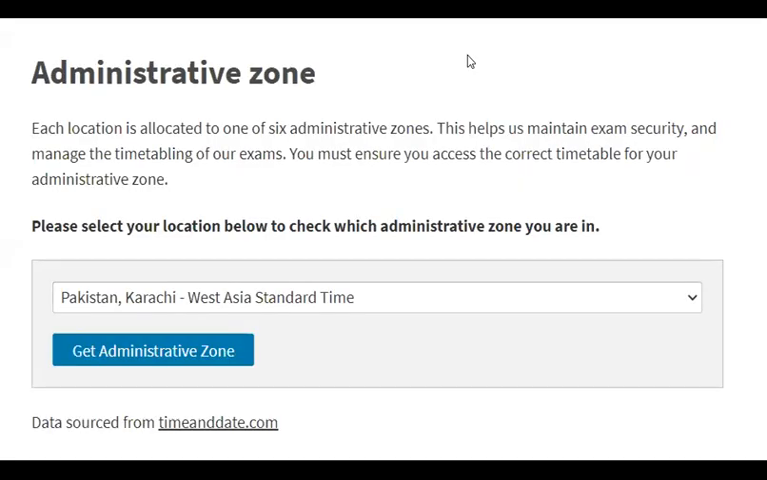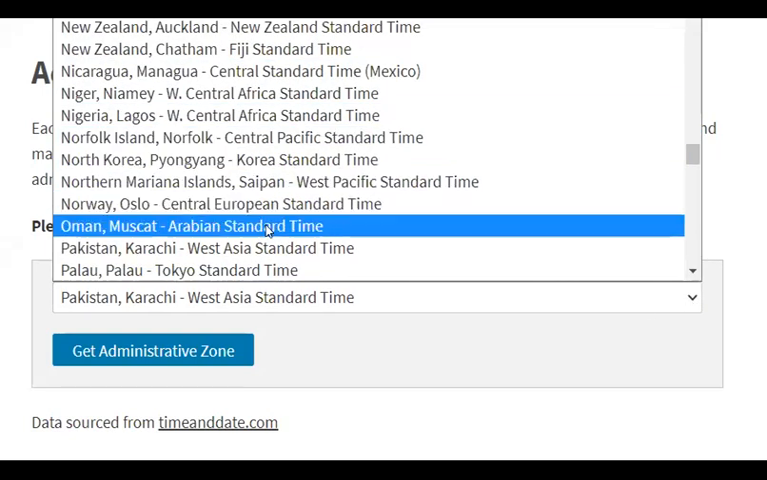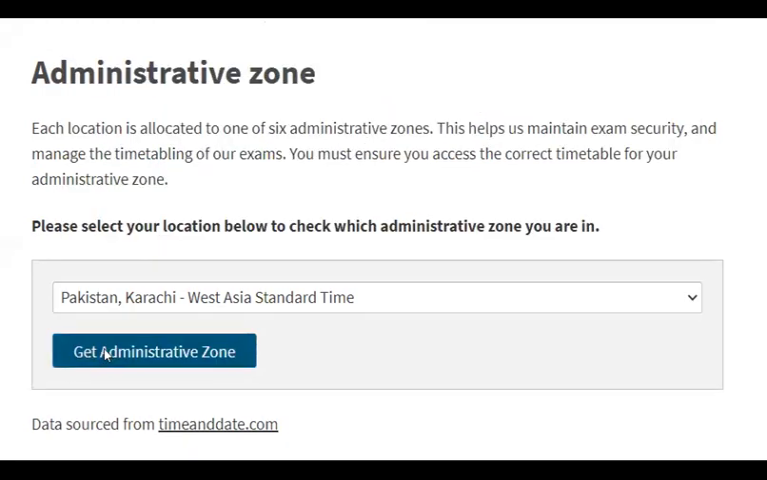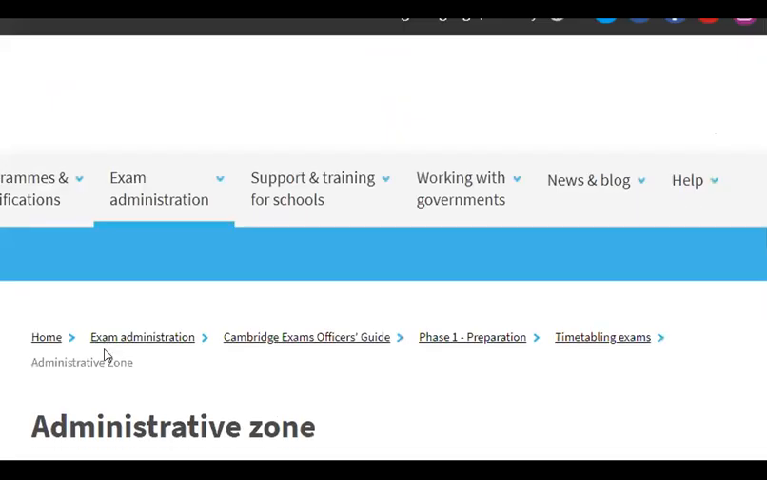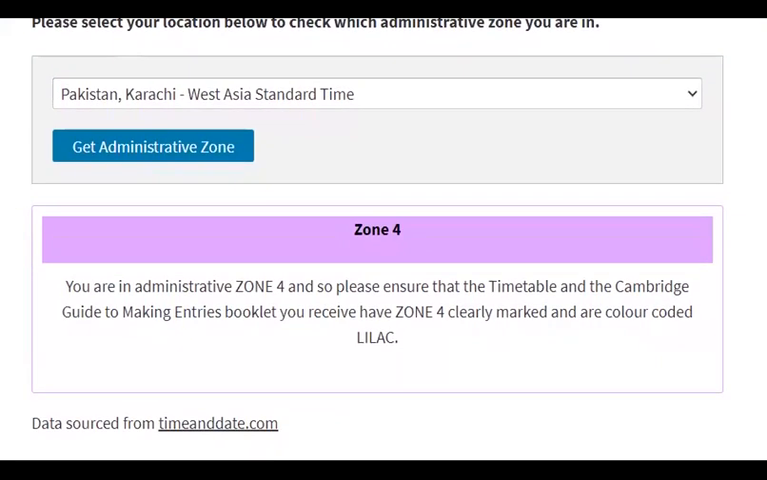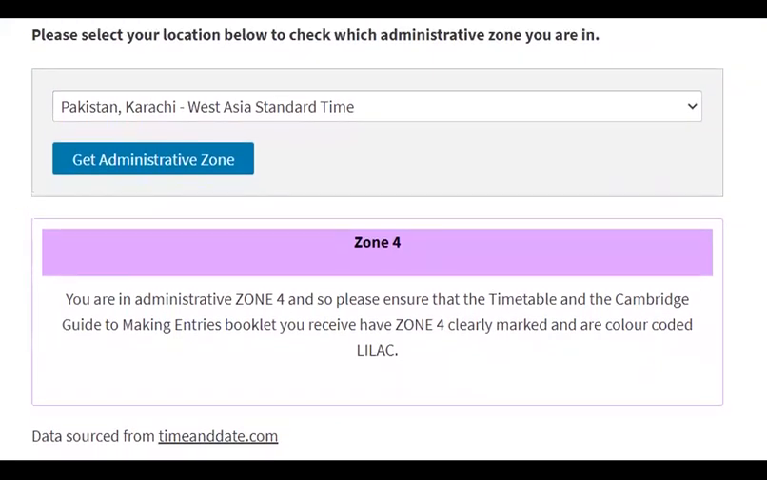Now, if you go to the Cambridge International official site, you can find out the different administrative zones. If you want to search, all you have to do is look for your particular country and simply get the administrative zone. Based on the information provided, our country falls in zone 4, and exams are held accordingly.